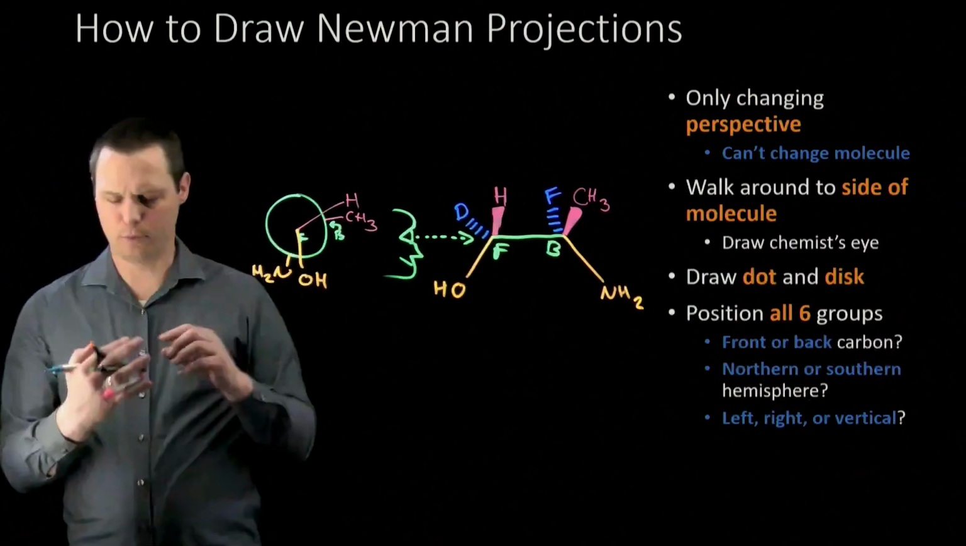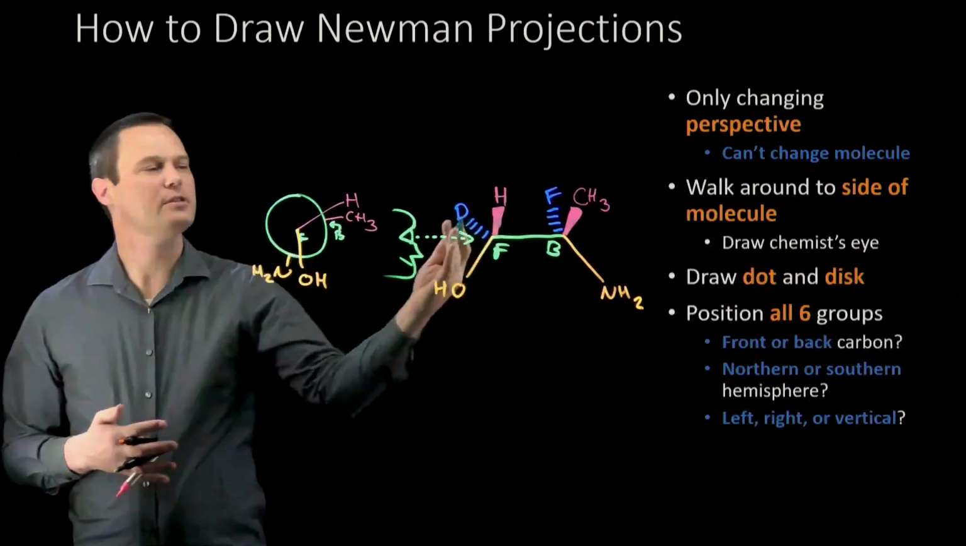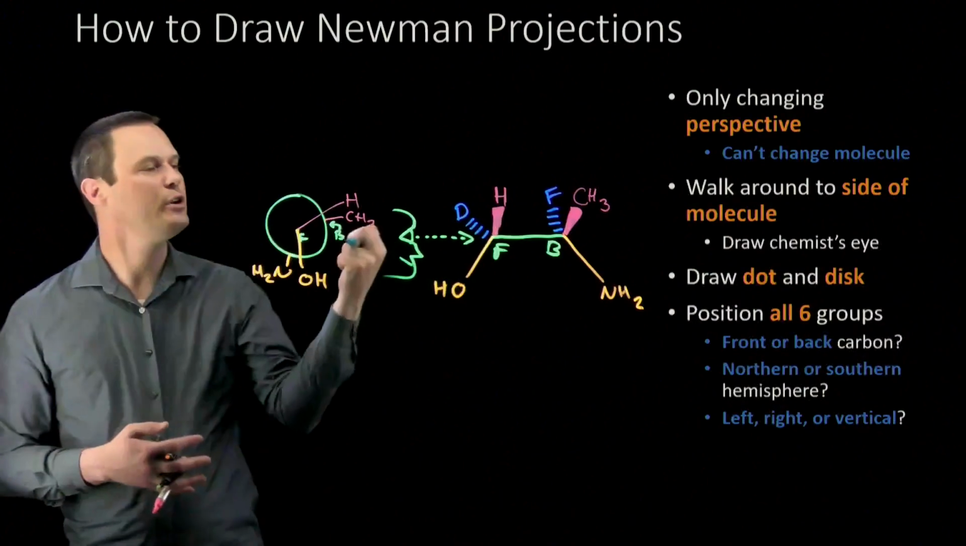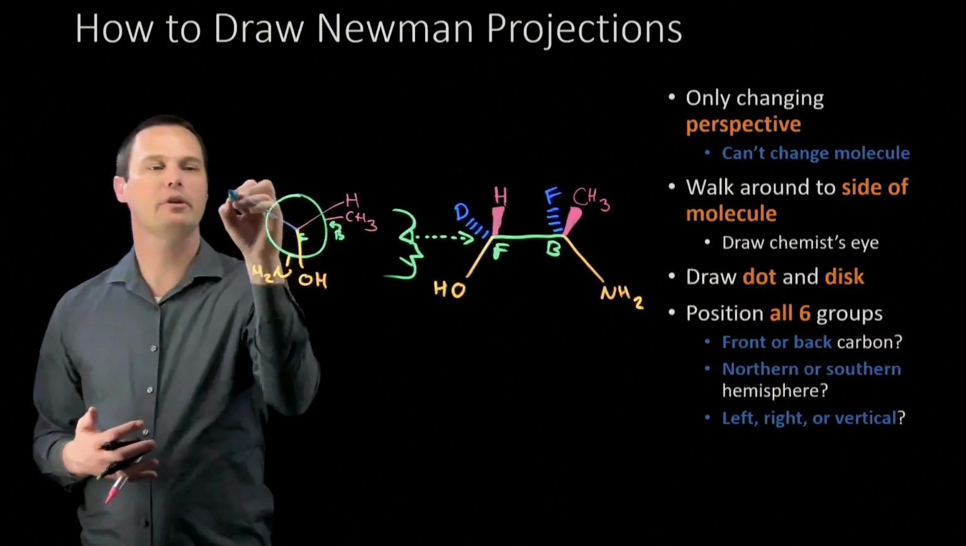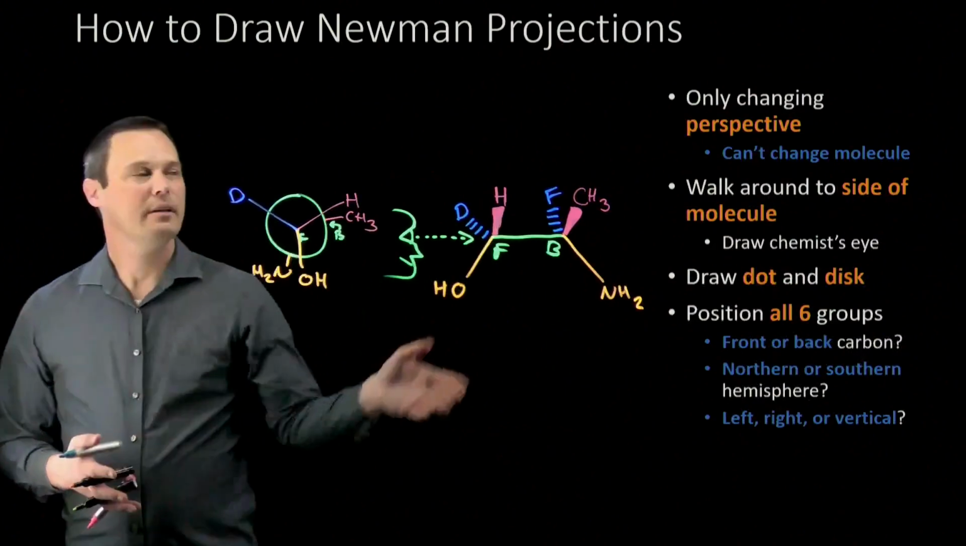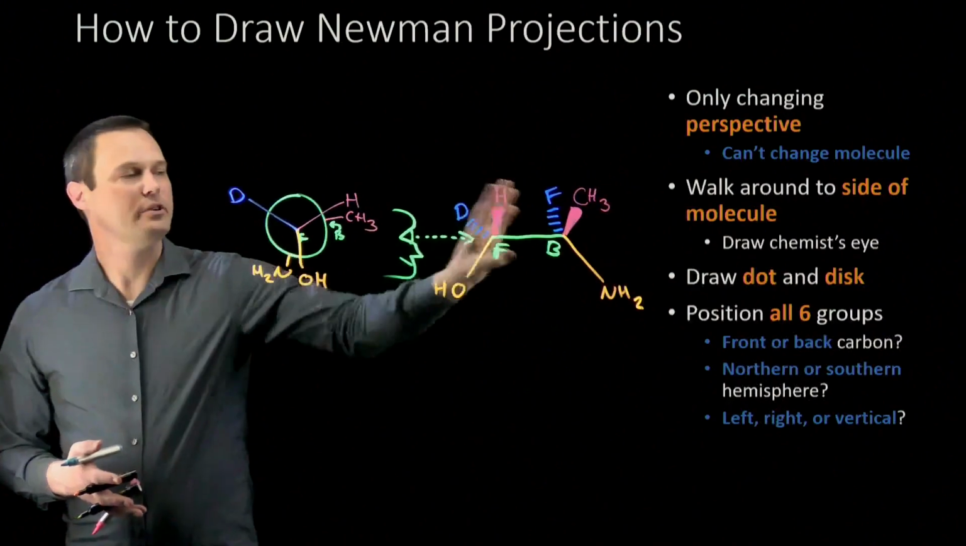I bet you can tell where these blue groups are going to go. This deuterium is attached to the front carbon. It's in the northern hemisphere. It's pointed away from you, so it will be on the left side of the molecule, attached to the front carbon in the northern hemisphere. The deuterium goes here.